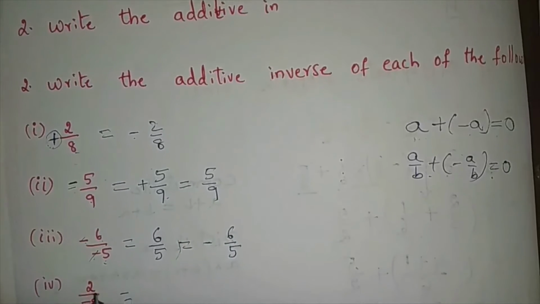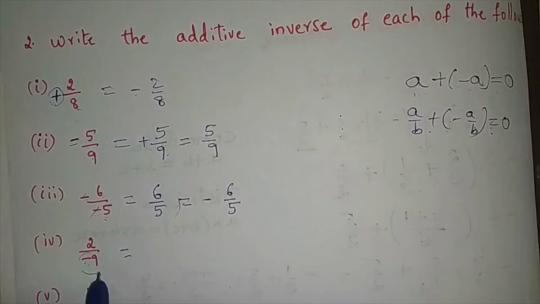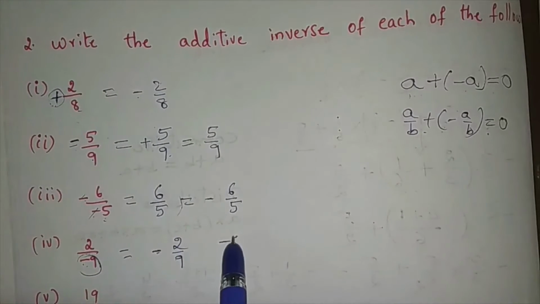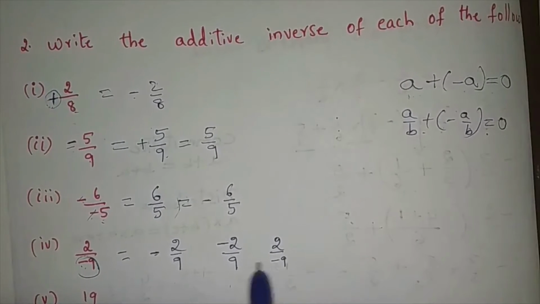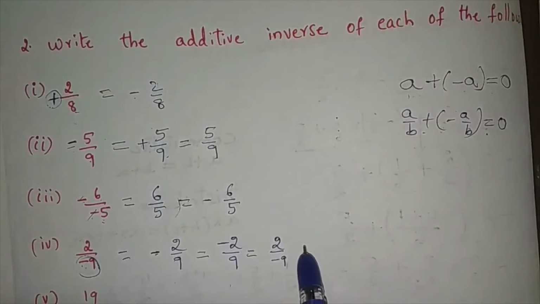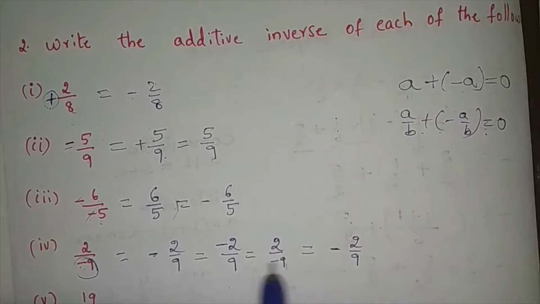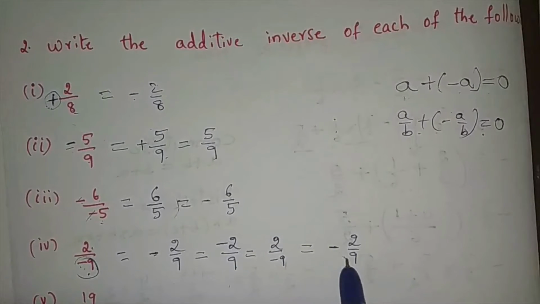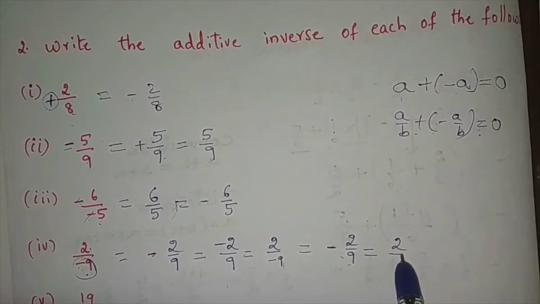Next bit is 2 by minus 9. So here the negative sign is in the denominator. If a fraction is minus 2 by 9, or minus 2 divided by 9, or 2 by minus 9, all are the same. Their value is minus 2 by 9. So the value of 2 by minus 9 is nothing but minus 2 by 9, and the additive inverse of minus 2 by 9 is 2 by 9.